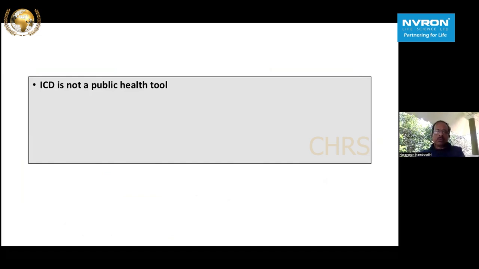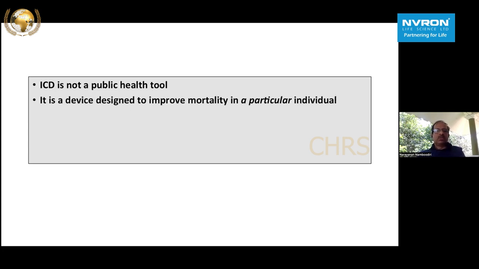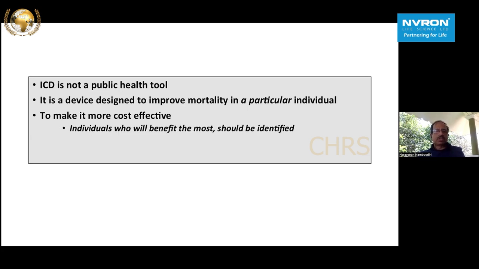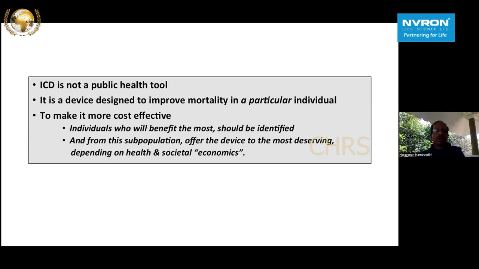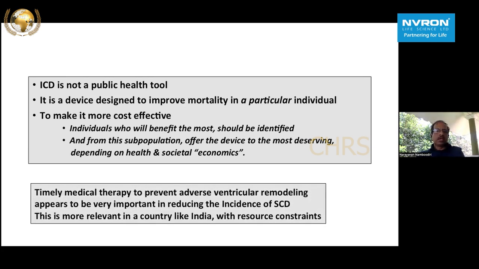Coming to my last but one slide, one should remember that ICD is not a public health tool. It is a device designed to improve mortality in a particular individual. To make it more cost effective, we need to identify who would benefit most. Individuals with 1.5 prevention features, or those with a lower number needed to treat, should be taken into consideration. And timely medical therapy to prevent adverse ventricular remodeling appears to be very important.